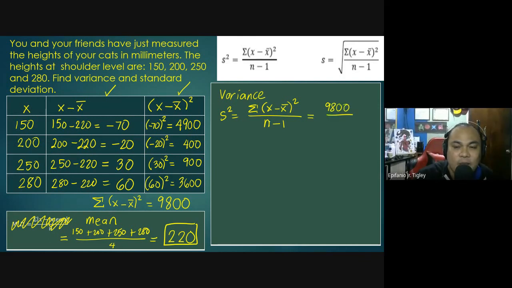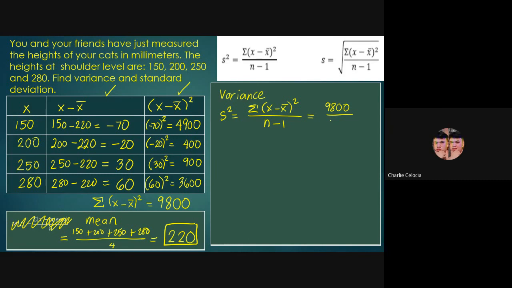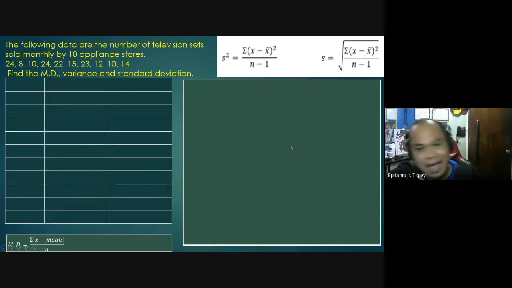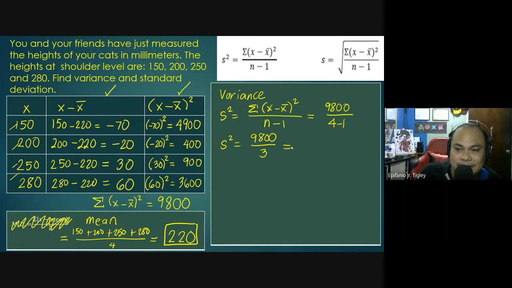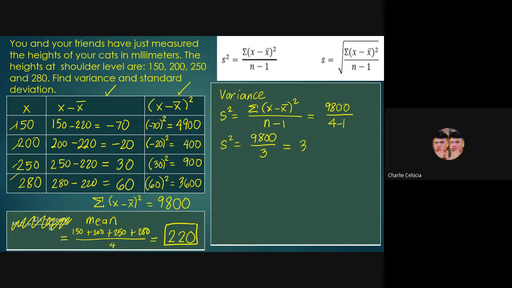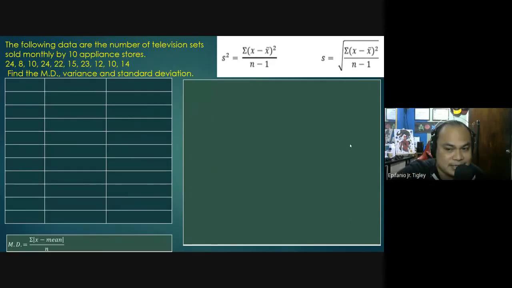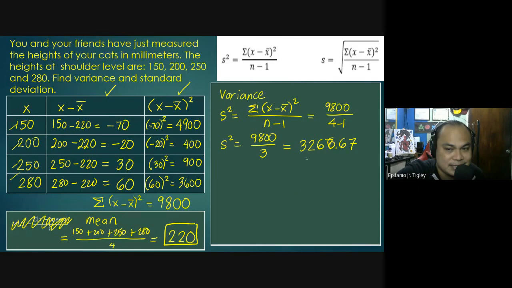9,800 divided by, what is the value of n? 4. 1, 2, 3, 4. We have 4 data, minus 1. So we now have 9,800 divided by 3. Give me the answer in 2 decimal places. 3,266.67. This is now the answer for the variance.